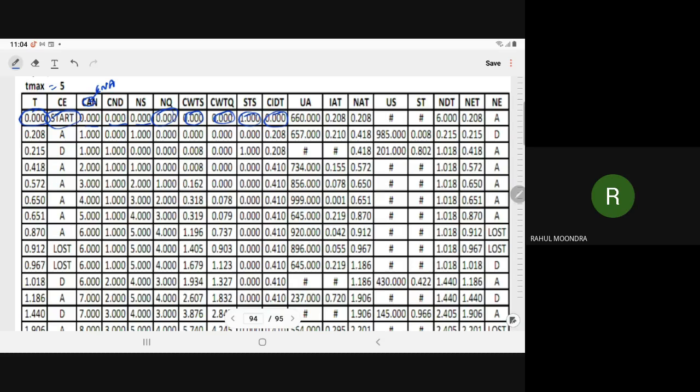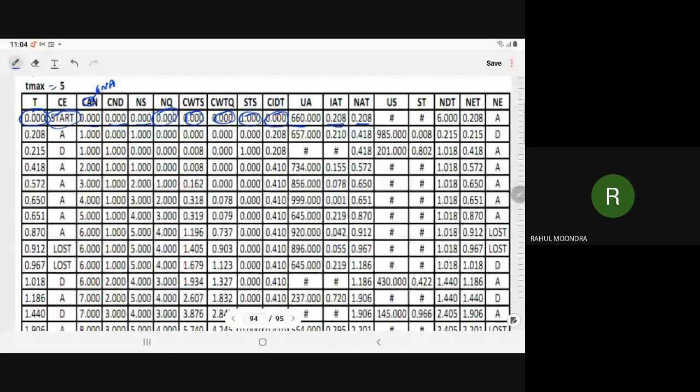So we have to generate the first arrival. For the first arrival, we take the random number 660. Using the formula minus 1/lambda ln of u, you will get the interarrival time as 0.208. So the next arrival time will be 0 plus 0.208 is equal to 0.208, because it is the first customer. The next departure time should be infinity. So NET will be the minimum of 0.208, infinity and t max 5, so the first event will be the arrival.